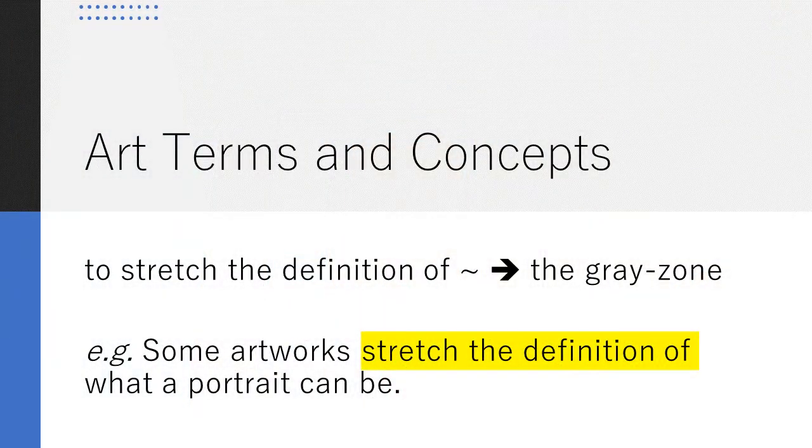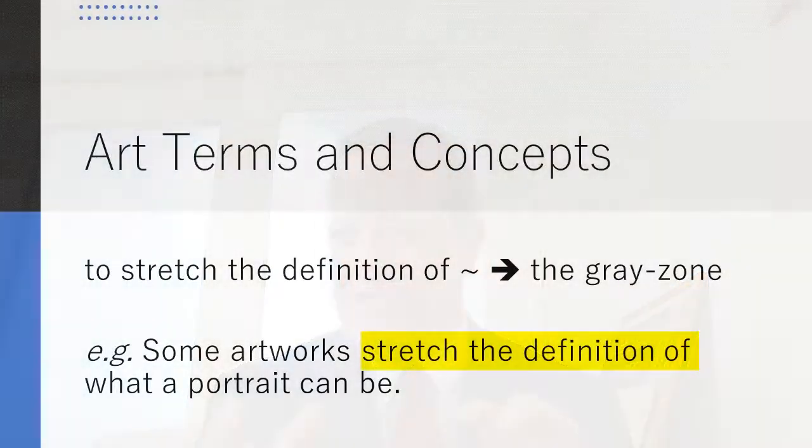Okay, one last one from this section is at the end of the passage, it talks about stretching the definition of something. To stretch the definition of something means you've entered a sort of gray zone where maybe it fits the category, but maybe it's outside the category. It's a little hard to define it really precisely. Is it inside the category or outside?